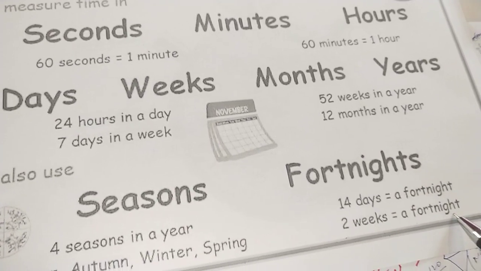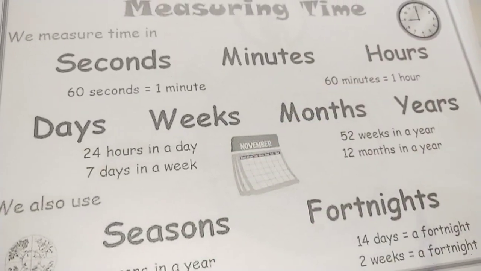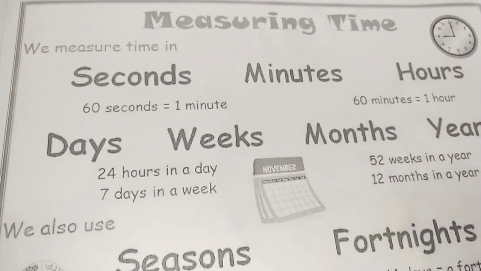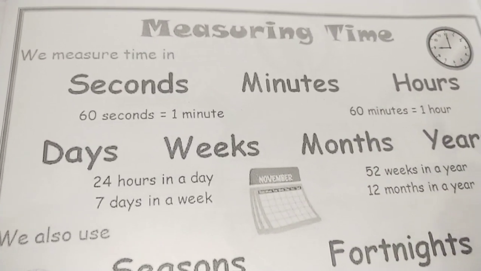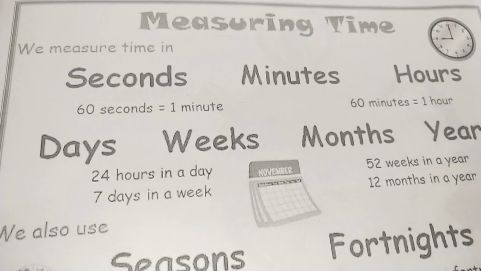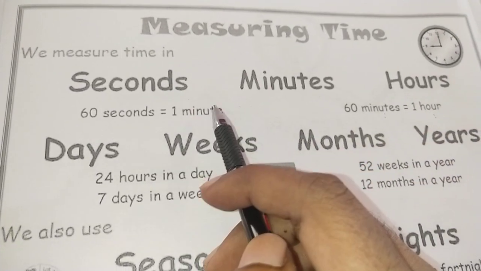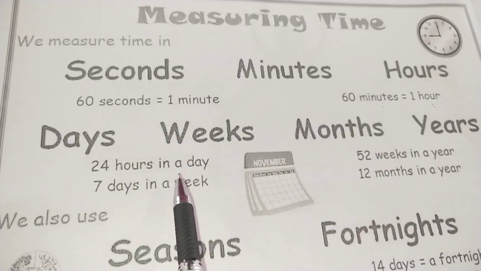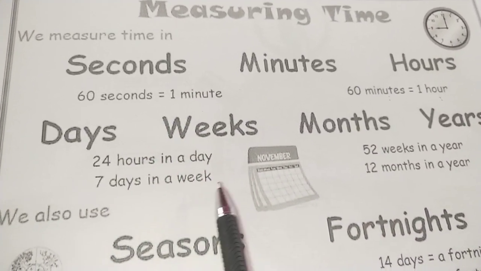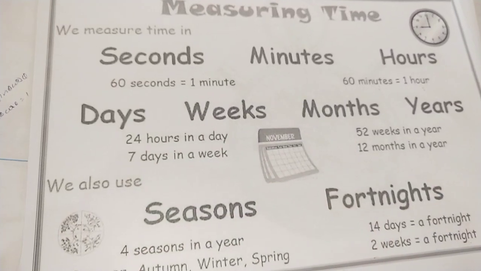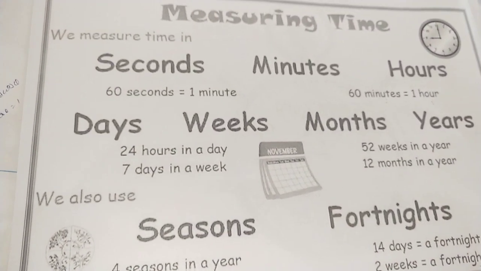2 fortnights will make 1 month. So these are the different units present for measuring time. We also know a very basic relation between minutes and hours: 1 hour equals 60 minutes, 1 minute equals 60 seconds, 24 hours equal 1 day, 7 days equal 1 week, and so on. So these are the different units that we use to measure time.